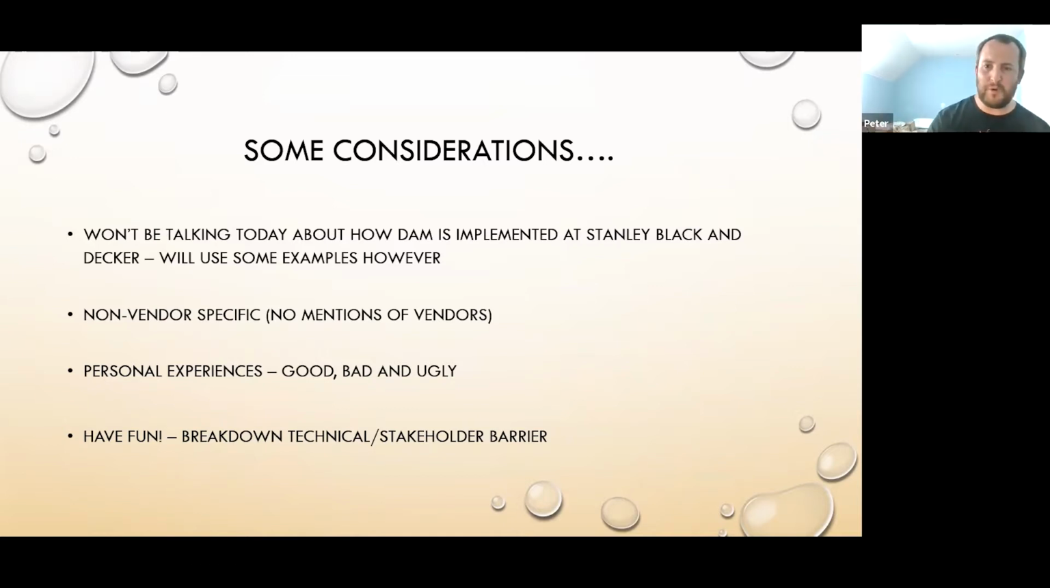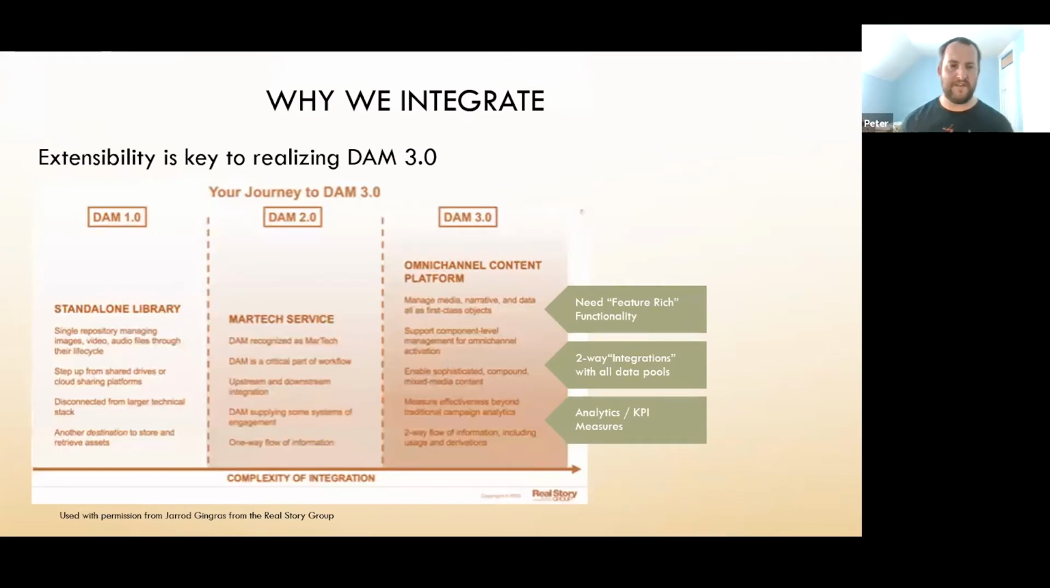So the most important question, the first question we have, is why do we integrate? Well, the reason is really down to this journey that we're all going on in DAM, especially as we go towards DAM 3.0. And I absolutely love this diagram, and I have got the permission from the Real Story Group for it, because it just basically sums up everything about what we want to be doing. We all want feature-rich functionality that better controls our content moving forward. And two-way integrations between all our systems in the environment is helpful. Doesn't matter where in the MarTech stack it is.